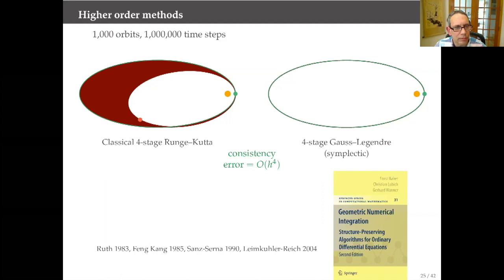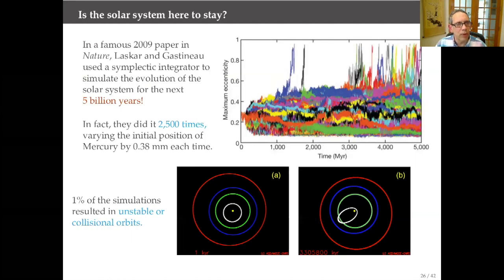So let me go to a real problem that was published in 2009 by Jacques Laskar and Michael Gastineau of the Paris Observatory. They used symplectic integration to simulate the evolution not of one planet, but of the entire solar system, and not for four orbits, but for 5 billion years. And they asked the question: was the solar system stable until that time, or will there be a collision of planets, or perhaps a planet ejected from the solar system?